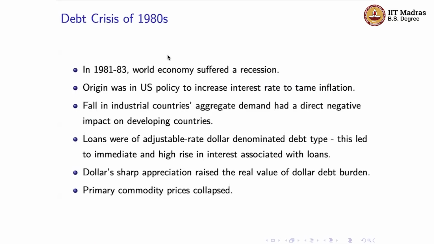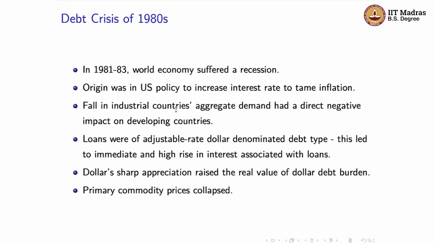So what happened is that in 1981 to 1983, the world economy ended up in a sharp recession, right? And the origin was basically in US economic policy, where in the 1970s there had been large inflation. And in order to control that inflation, the US had decided to increase the interest rate and tame the inflation, right? So this had several adverse effects. One adverse effect, for example, was that because you have this recession, there was less demand for products from these developing countries, and that led to a fall in prices and so on. So a fall in demand led to a reduction in the amount of income that these developing countries were getting.